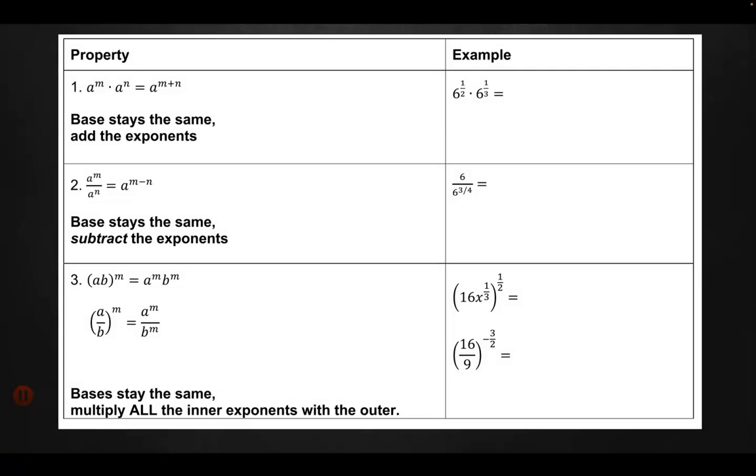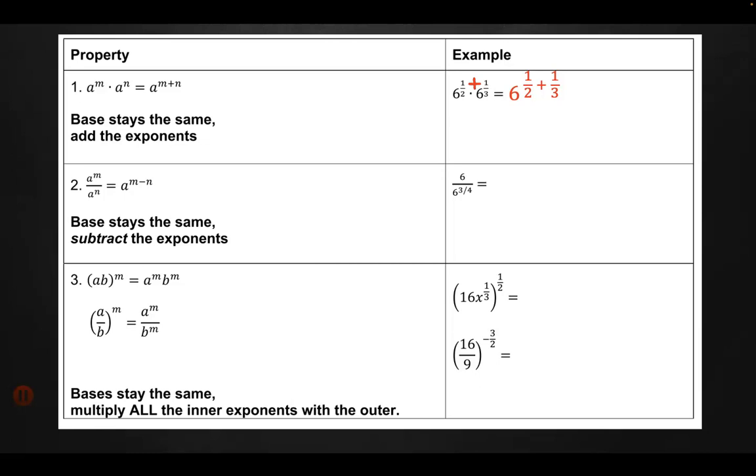Now our first property, we are multiplying like bases. So when I do that, I actually add my exponents. I don't multiply them. So in the example on the right, I notice that my bases are the same. So I'm going to keep my base the same, but then I'm also going to add those exponents. So I've got 6, and then I'm going to add the 1/2 and the 1/3.